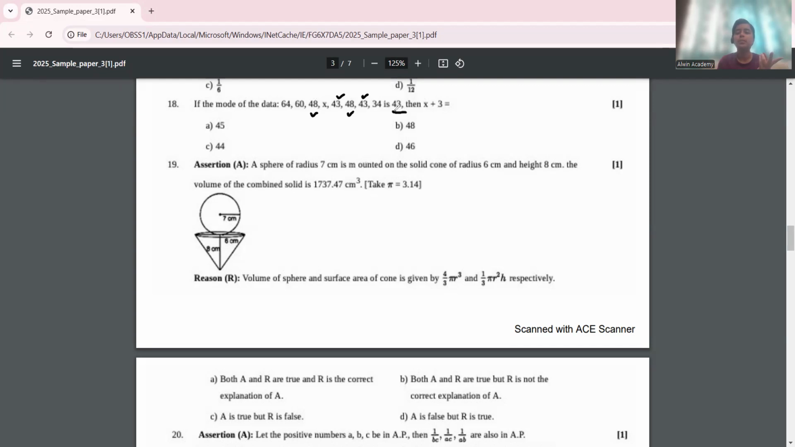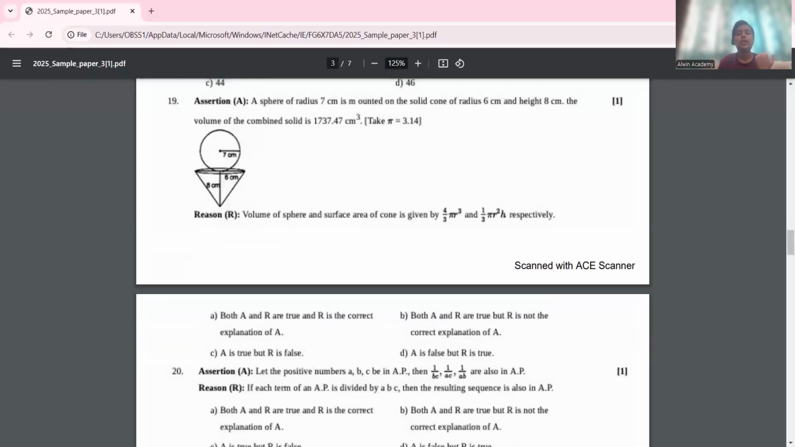But it is given that the mode is straight away 43. Thus, x has to be 43. Now, when x is 43, x plus 3 is 46. Option number D. Going to the next question, assertion and reasoning.